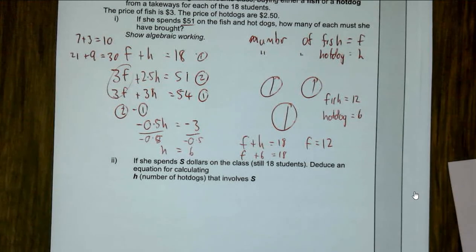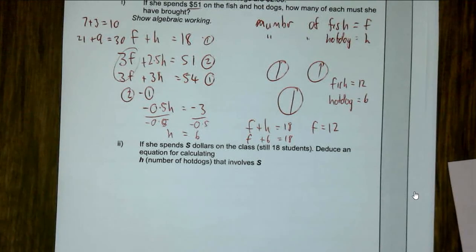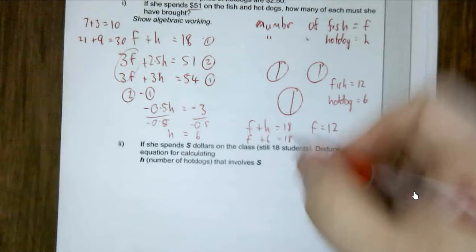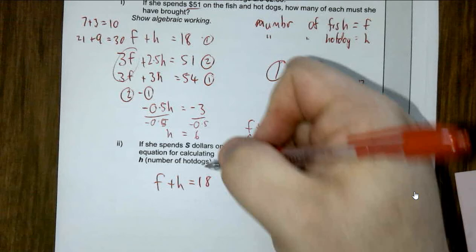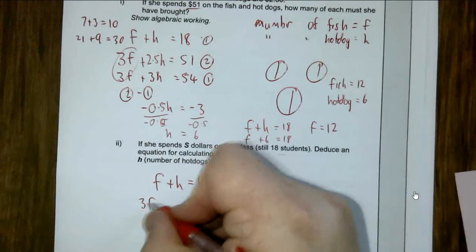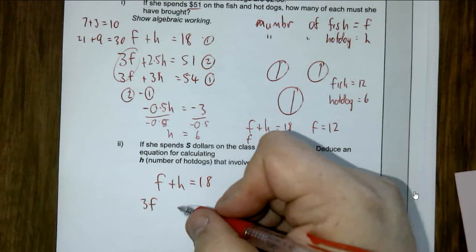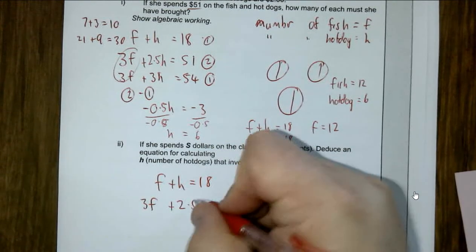One more question. If she spends S dollars in the class, right, in part 1, how much did she spend? 51. In part 2, how much did she spend? Right, it's exactly the same question. There's still the same number of students, so F plus H equals 18. 3F is how much she spent on fish, plus 2.5H is how much she spent on hot dogs.